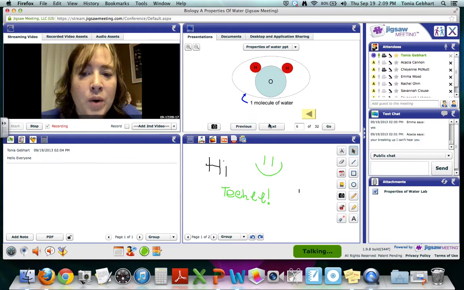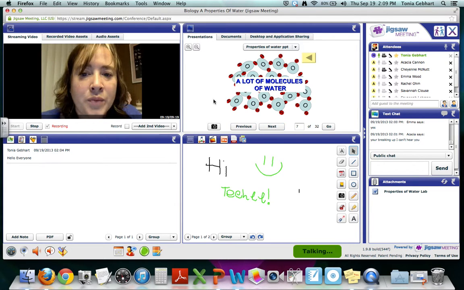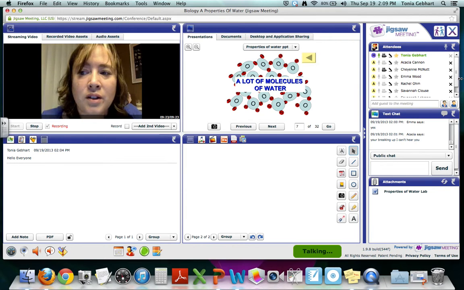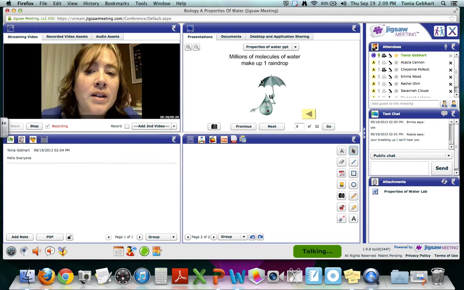Okay, so this is 1 molecule of water. Water molecules will then bind to each other, creating a whole lot of water molecules. When you see a drop of water, millions of molecules of water make up 1 raindrop. We cannot see water on a molecular level because it is very, very small.